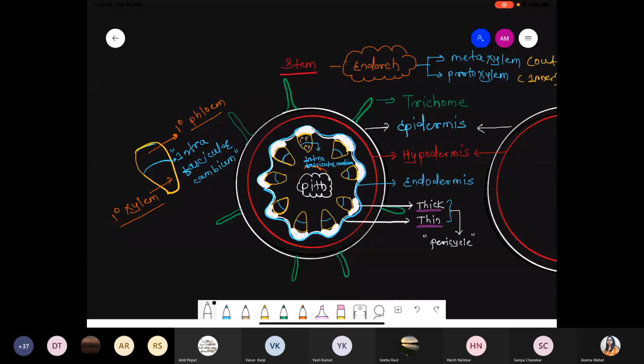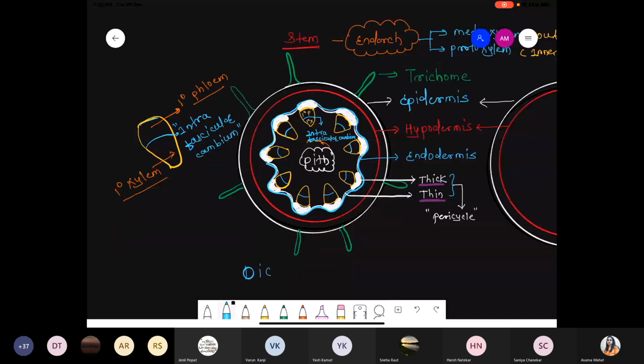So you can write down the name. These are the structure anatomy for dicot stem. Dicot stem. Okay, done this part. Padma, Rishikesh, Vaibhavi, don't worry, at the end of the class I will share.